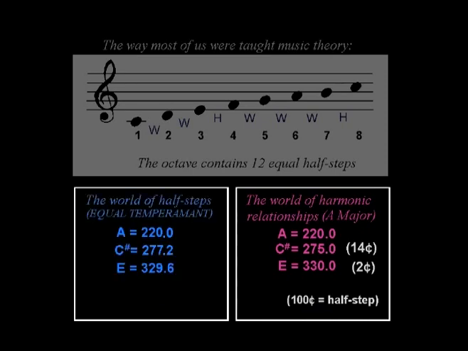It turns out, if you want to, you could tune a keyboard instrument so that the fifths and the thirds in the keys of, say, C major, D major, and E major are all harmonically perfect. But guess what happens to all the other keys?